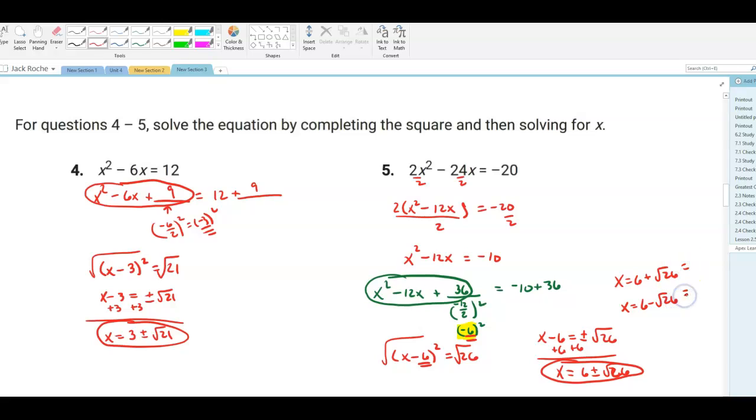I would know how to get the exact form, and so 6 plus the square root of 26 will give you 11.1, and 6 minus the square root of 26 gives you 0.9.